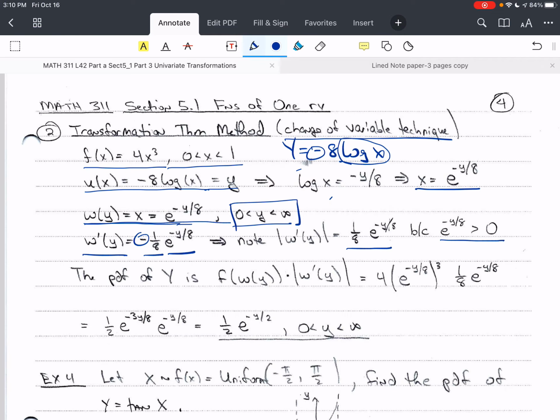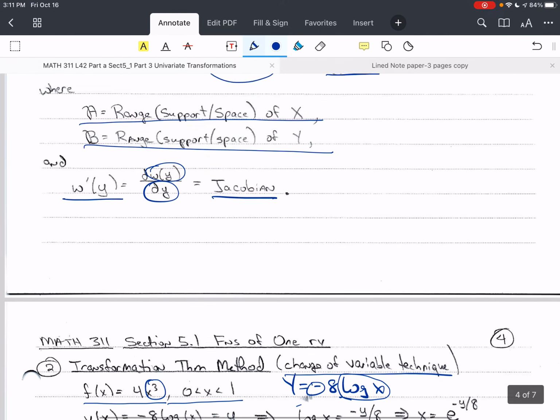Then the PDF of y by the transformation theorem is f of w of y times the absolute value of the derivative of w. And so we simply plug in for x here, x cubed. So we're going to plug in e to the negative y over 8 and then cubed. And then we multiply by the absolute value of w prime. Okay? And so we simplify, and we can combine exponents, and we end up with 1/2 e to the negative y over 2, and y is between 0 and infinity.